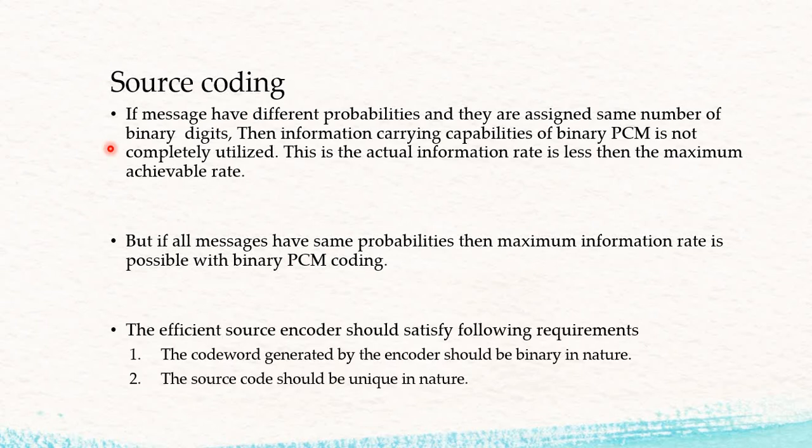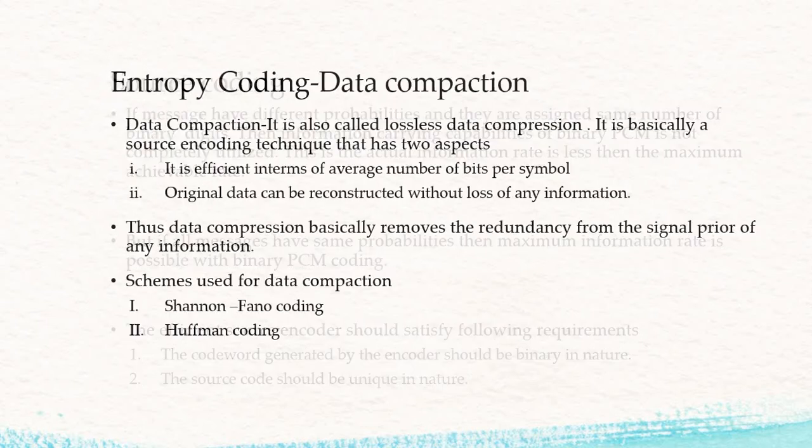An efficient source coding should satisfy the following requirements. First, the code word generated by the encoder should be binary in nature, and the source code should be unique in nature. So these two are the conditions for getting a perfect source encoder.